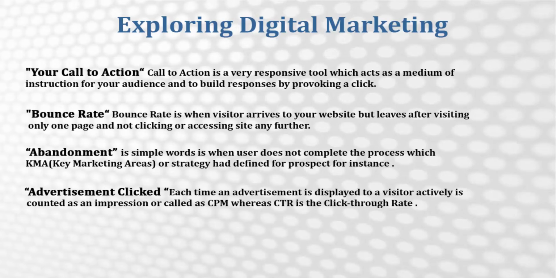Each time an advertisement is displayed to a visitor actively, it is counted as an impression, or you may call it CPM, cost per 1000 impressions. Click-through rate is the ratio of users who click on a specific link to the number of total users who view a page, email or advertisement. It is commonly used to measure the success of an online advertising campaign for a particular website as well as the effectiveness of email campaigns.